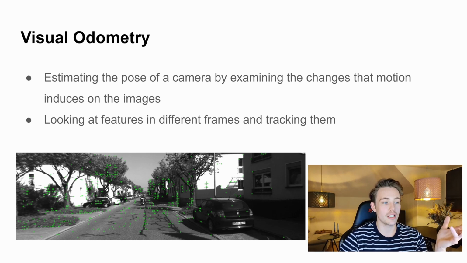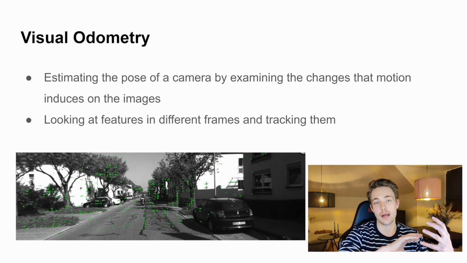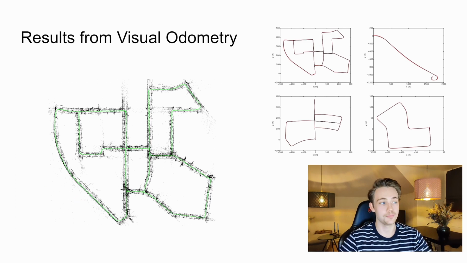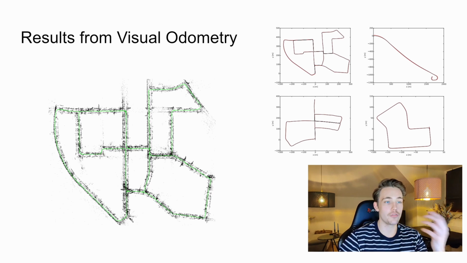Basically, we're looking at different features in the frames and tracking them, as we can see as an example in the bottom image here. We just have an image view of an environment that we're driving in, and we're detecting a number of features in our image. All these green dots are features that we detect, and then we can track those exact same features from frame to frame, and estimate the pose of our camera to get visual odometry.